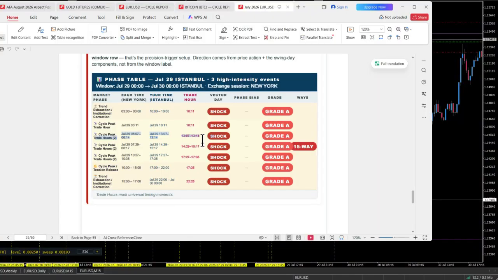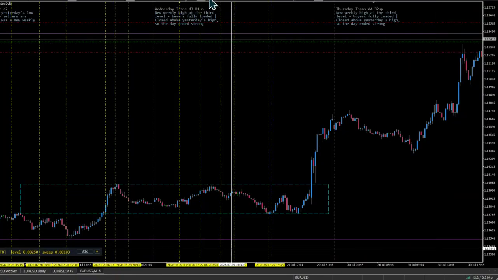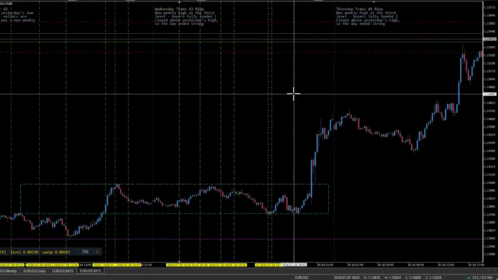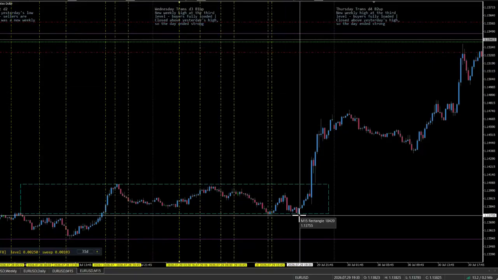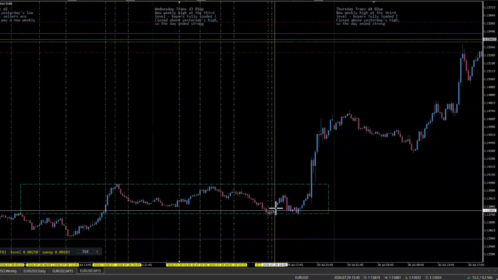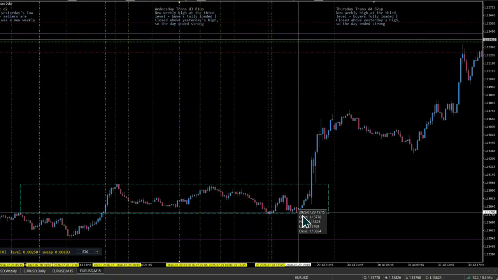Now what? Now I've got 5 to 5:30, and I've got cycle peak tension release. So 5:30, let's check it out. 5:30, a bit of tension release, nice and easy. As you can see, it's not going lower than that though. Okay, and the market's turning around.